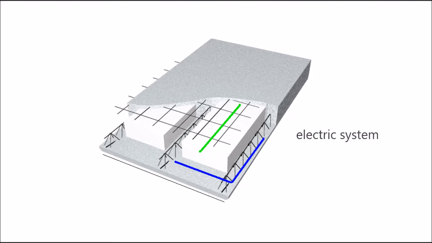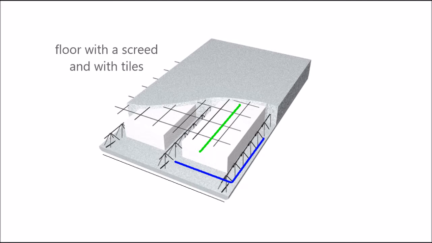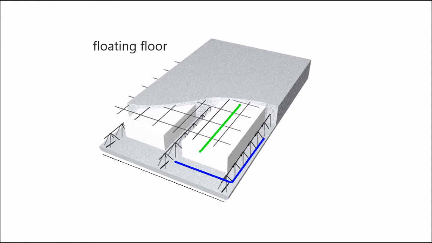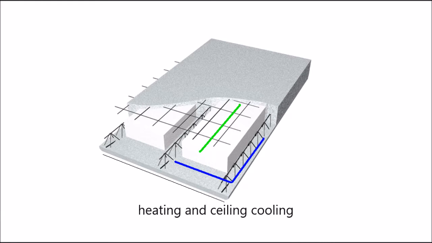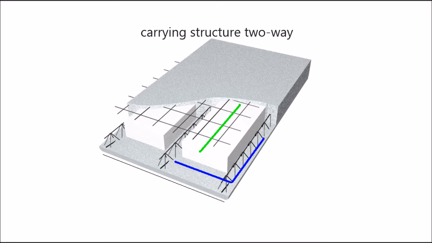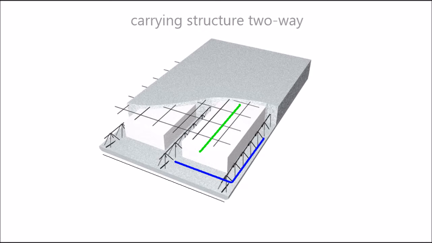Inside the slab, they pass the pipelines of the electric system and the drains of the baths. Above the structure of the slab, the soundproofing is positioned. The floor is realized with a screed and with tiles or directly with the floating floor. In the inferior part of the slab, you can position the pipe for the heating and the ceiling cooling. The carrying structure of the slab is generally bidimensional.